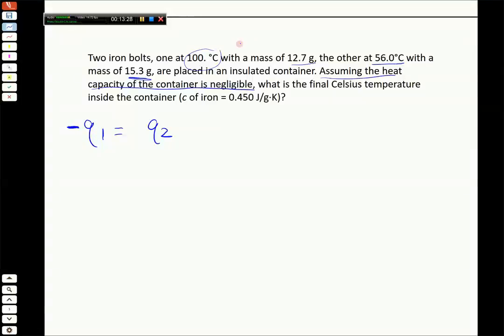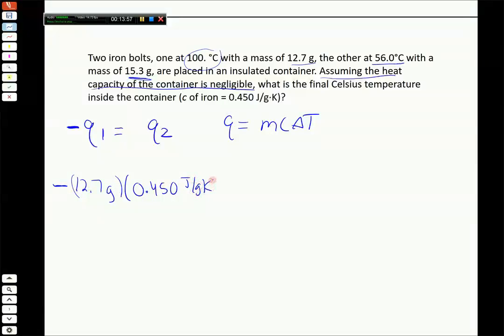So let's just put the numbers in. On the one side of the equation, we have a minus sign up front. The first iron bolt has a mass of 12.7 grams. Remember that for each of these, Q is equal to MC delta T. That's the only equation for Q that we really have to deal with. So it's 12.7 grams for the first one. The heat capacity for iron is 0.45, although as I'll show you here, if the two objects are the same, we don't actually need the specific heat capacity. So we can put it in if we're using MC delta T, but we'll see that it divides out.